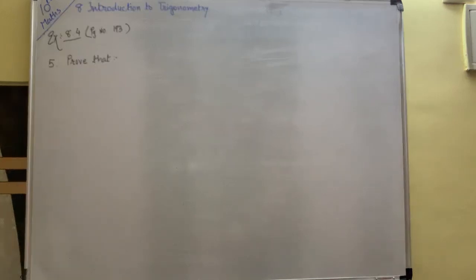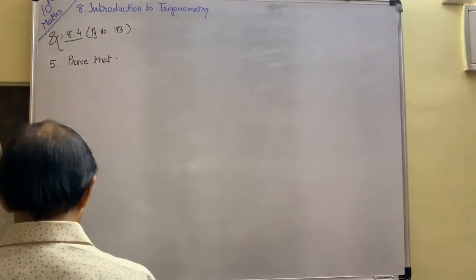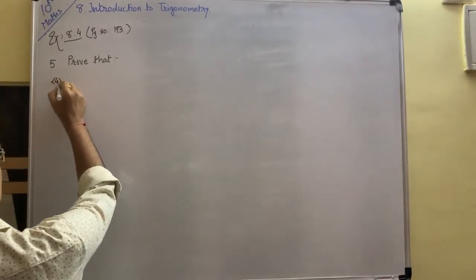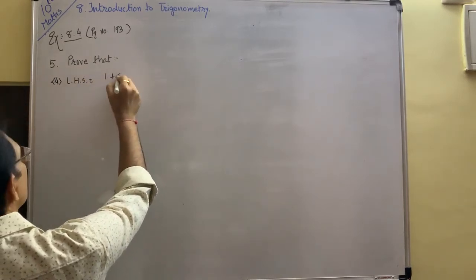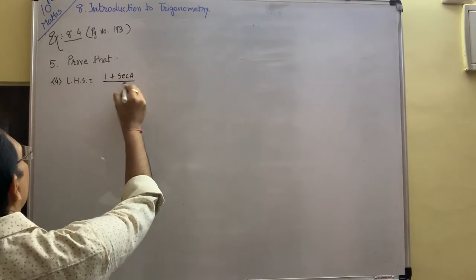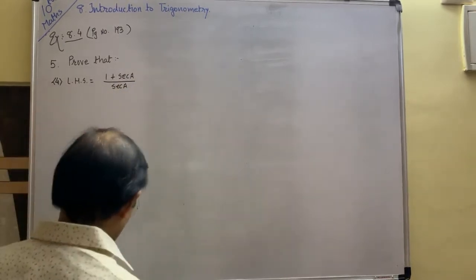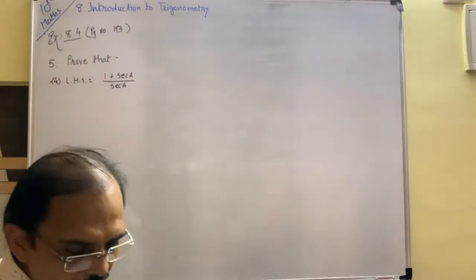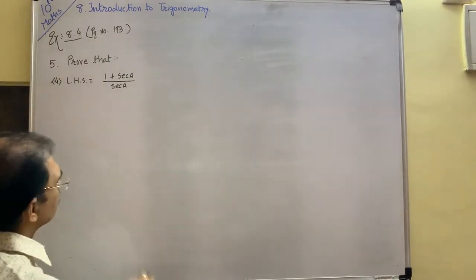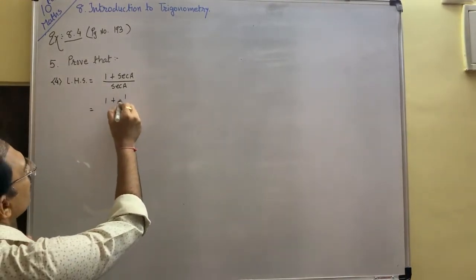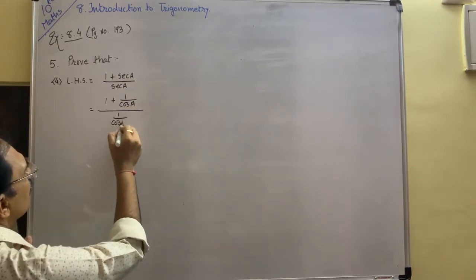Now let us start the new number, that is number 4, and LHS is what? 1 plus sec A upon sec A, that is equals to I want sin square upon 1 minus cos A. Okay, now see, I want sin square, so I should take sec means what? 1 upon cos. Sec means again 1 upon cos.